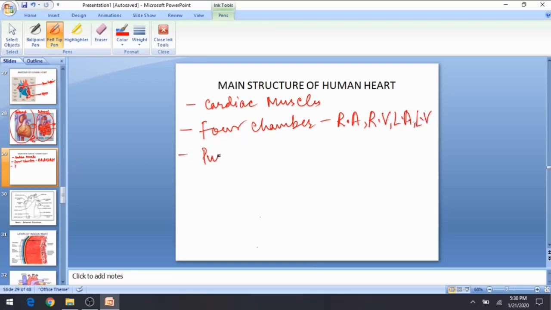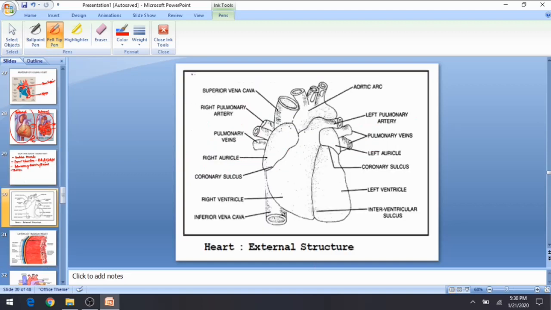It also involves pulmonary arteries, pulmonary veins, and aorta. So let us see the diagram. If we look at this diagram, here you can see, as I mentioned, right auricle, left auricle on the upper side, right ventricle and left ventricle on the lower side.